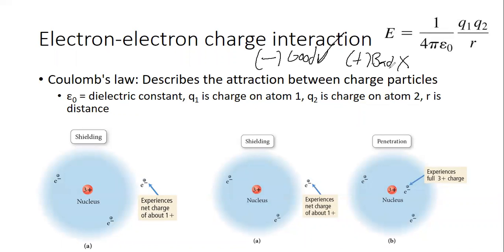And so the way to calculate the energy of interaction between charged particles is Coulomb's law. Coulomb's law is up here at the top, which is 1 divided by 4 pi epsilon naught, the dielectric constant, multiplied by charge 1, charge 2, divided by distance. So a couple of things to say about this equation. What is a dielectric constant? I'm sure you've not heard of that term before.